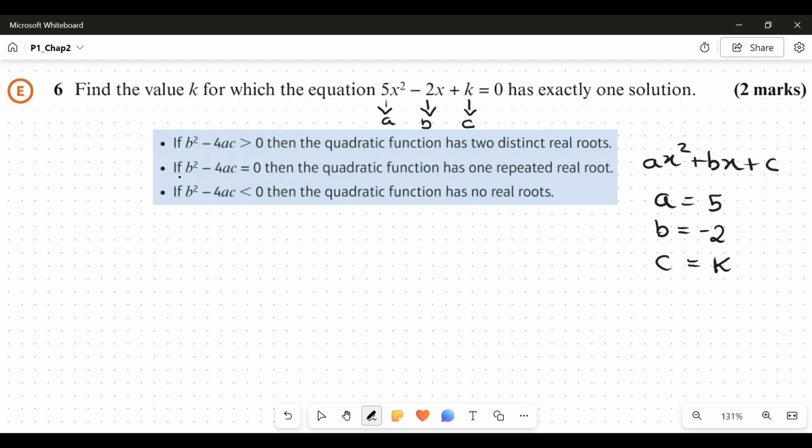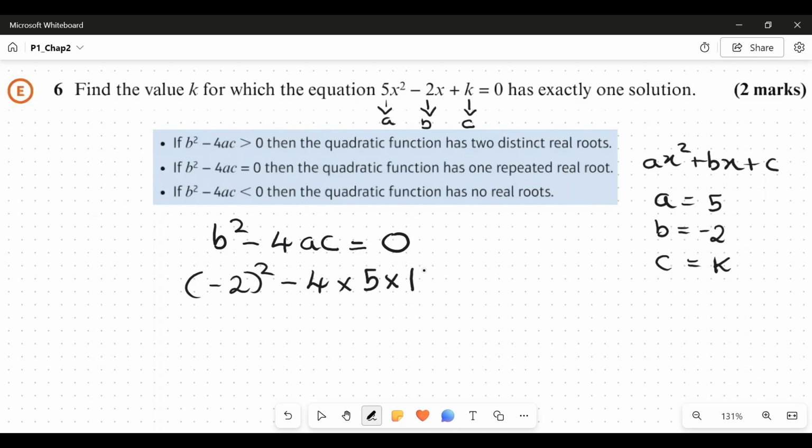Now, if we use our formula, the discriminant, which is b squared minus 4ac, we can write that down as b squared minus 4ac, and that must equal 0. b is minus 2, so we have minus 2 squared minus 4 times a. a is 5, and c is k, so times k, and that should equal 0. Now, our job is to find out the value of k.